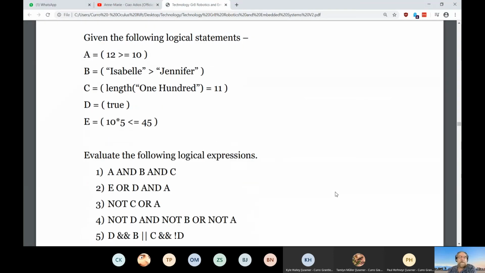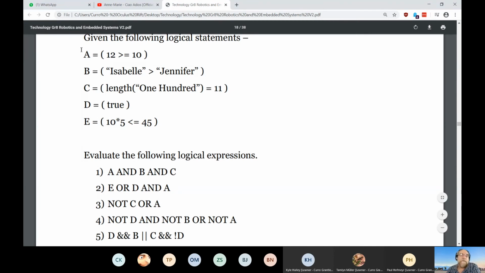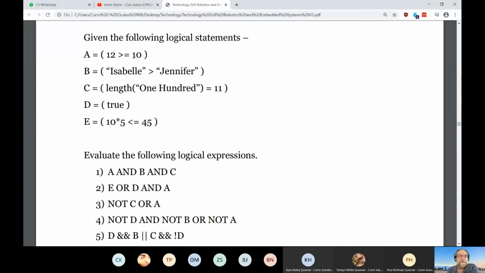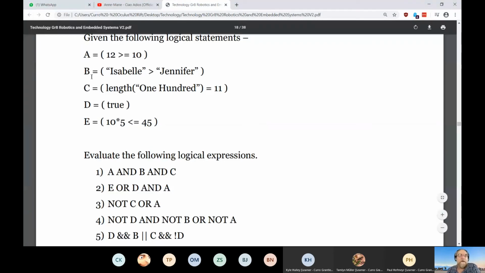So let's have a look at these. Here is a set of exercises that you can try. What happens here is you get given 5 statements over here. So A is equal to 12 is greater than or equal to 10. You have to say to yourself, is 12 greater than or equal to 10? Obviously, yes, it is. So A is true. B is Isabel greater than Jennifer. We covered that earlier on. You can work that one out.